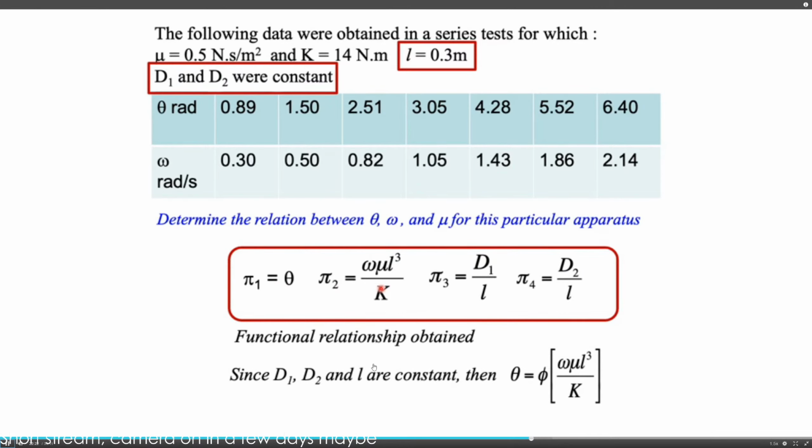So this functional relationship is that theta is a function of omega mu L cubed over K, right? So this is a functional relationship. Theta varies with omega mu L cubed over K. Theta varies with this pi group 2.